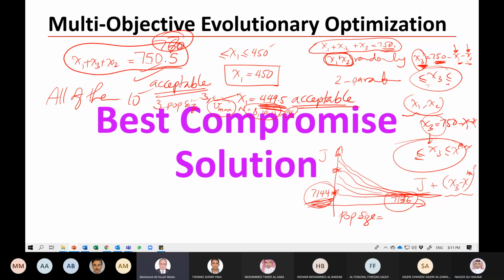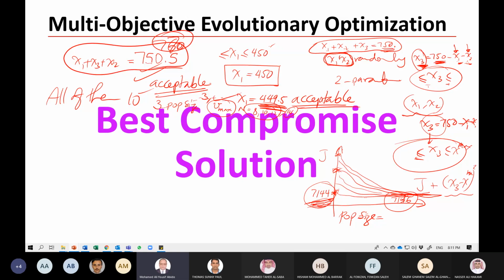Okay, so today, inshallah, we'll see some of the multi-objective optimization techniques which handle the problem as a true multi-objective optimization problem.